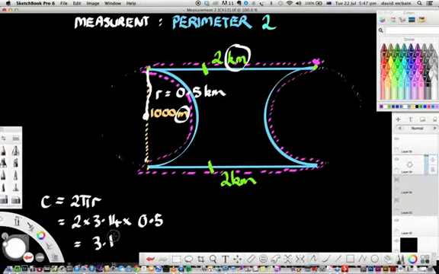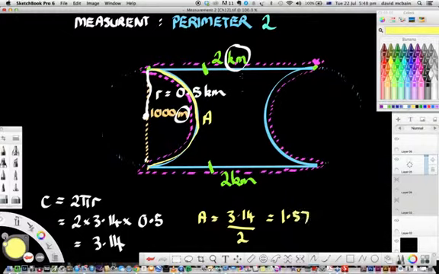So the circumference of the full circle is 3.14 kilometres. That's the full circle. We only want half the circle, so we're going to divide that by 2. So that distance there, I'll call that distance A. So that distance A is going to be half of 3.14, so it's going to be 3.14 divided by 2, which is 1.57.